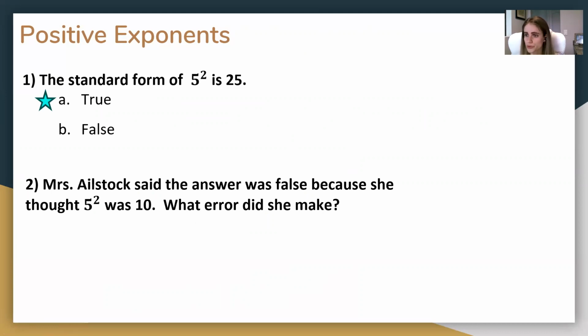Oh, I didn't follow the rules. Instead of doing 5 times itself 2 times, so 5 times 5, I did 5 times 2. 10 is very different than 25. And if we put that in perspective of money, $10 versus $25, well, I'd want the $25 because that's more. So we have to remember that it's not the base times the exponent. The exponent tells you how many times to multiply the base by itself. So 5 times 5 is 25.